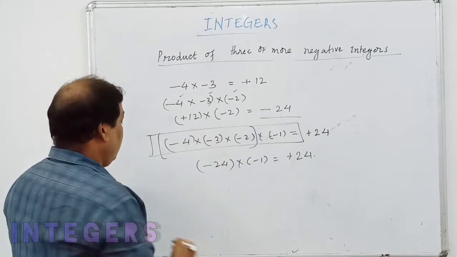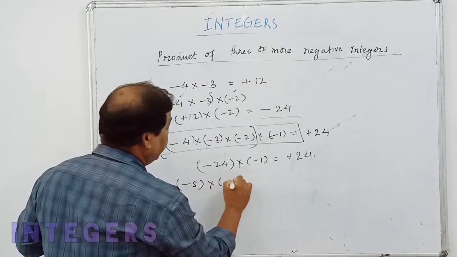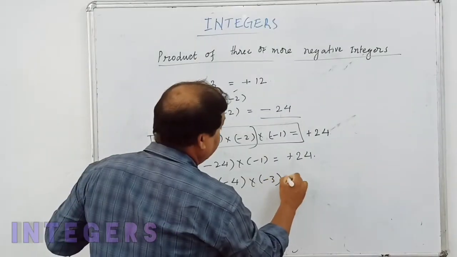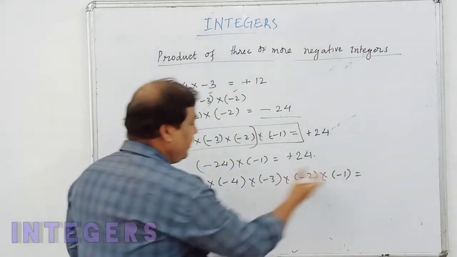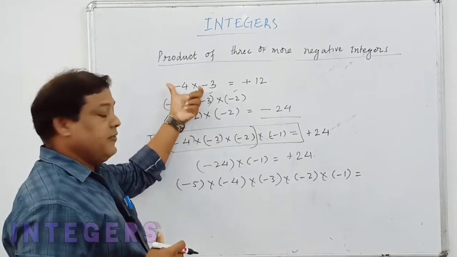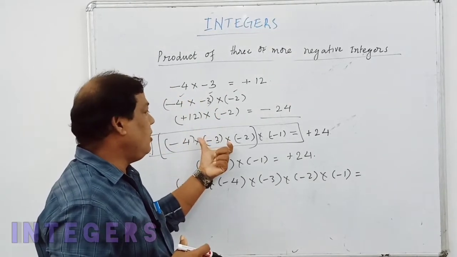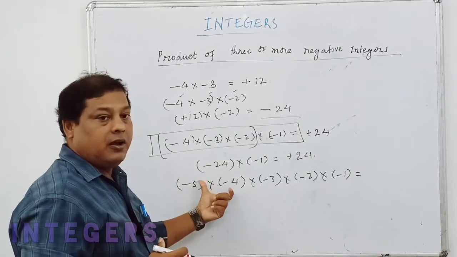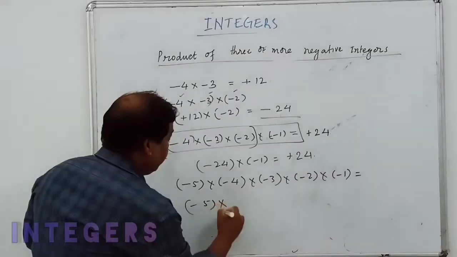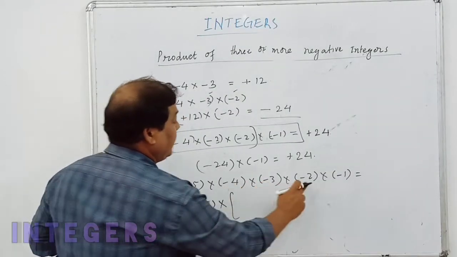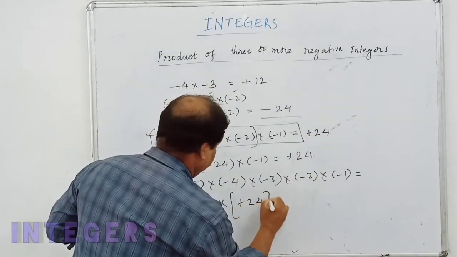Now we will take 5 integers: minus 5, then minus 4, then minus 3, then minus 2, then minus 1, is equal to. So here are the 5 integers. In the first one there are 2 integers, then the second one has 3 integers, then the fourth one has 4 integers, and the fifth one has 5 integers. So we have to multiply minus 5 with minus 4, minus 3, minus 2, minus 1. So already done here, here is the 24.